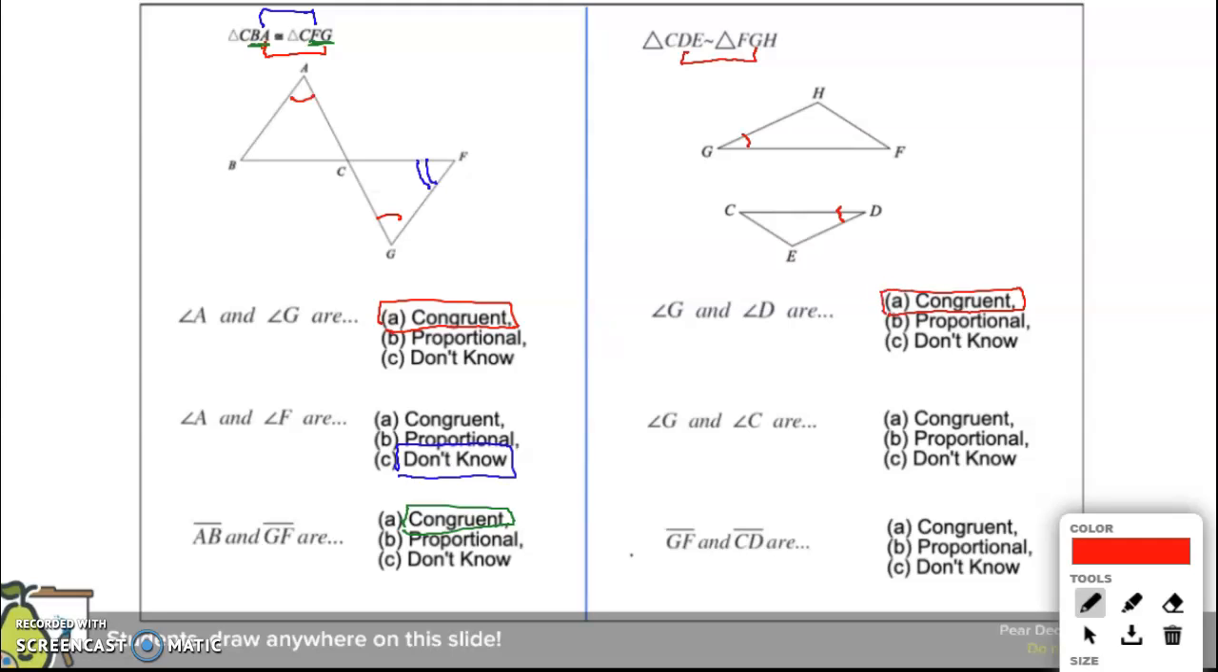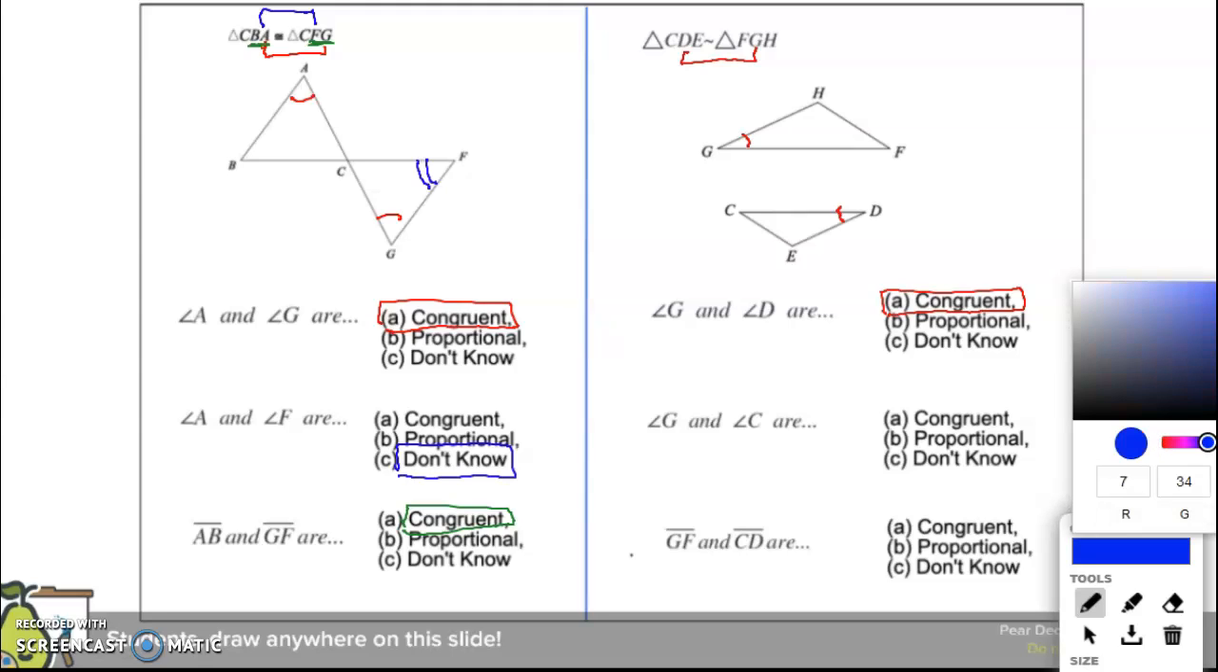Remember, with similar triangles, the corresponding angles are congruent, but the side lengths are proportional. In contrast to the congruent triangles, the corresponding angles are congruent and the side lengths are also congruent. But the side lengths for the similar triangles are just proportional. Okay, what about the next one?